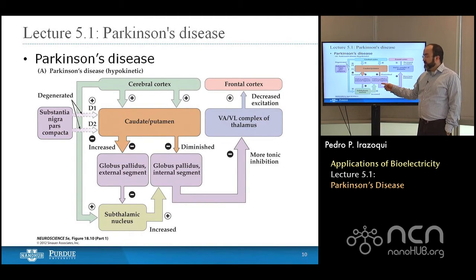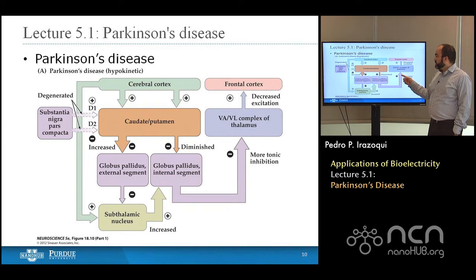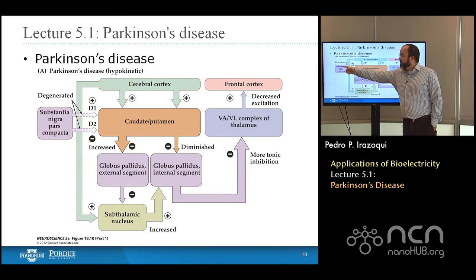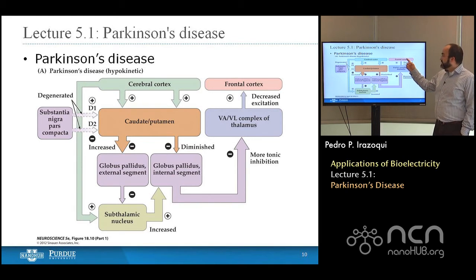If it's more active, it fires more, and it is inhibitory on the VA-VL, so when it fires more, you get more inhibition of the VA-VL complex in the thalamus, and more inhibition means that the VA-VL will fire less, which in turn means that you'll have less activity of the frontal cortex. So the net effect of neuronal cell death in the substantia nigra is less excitation of the motor cortex and less motor activity. A greater difficulty in initiating motor movements, for example. So that's the direct pathway.